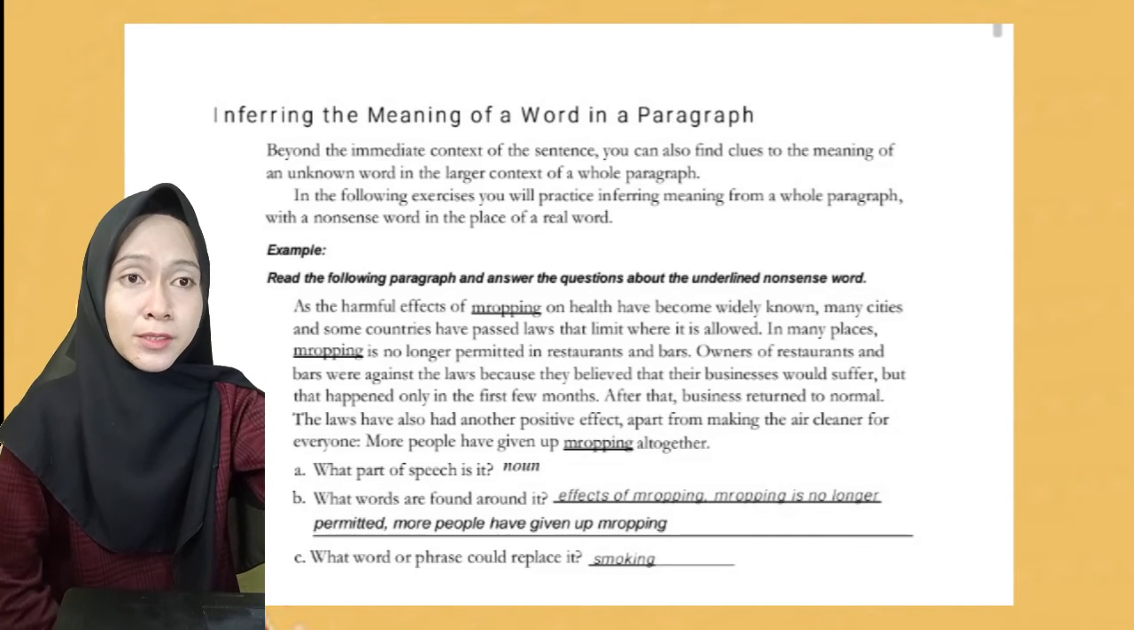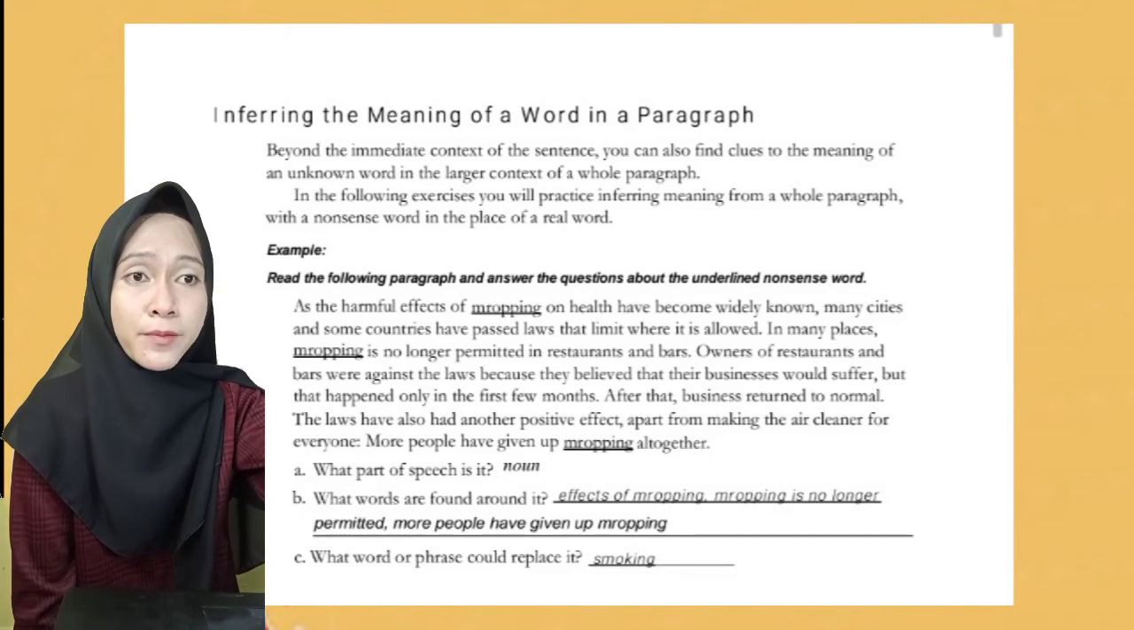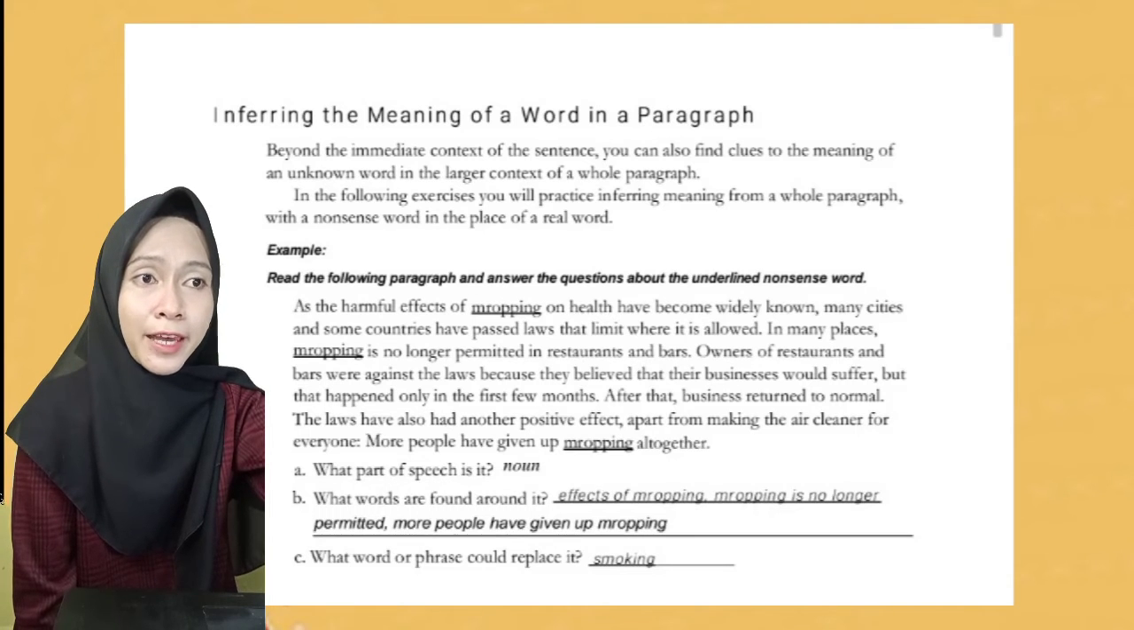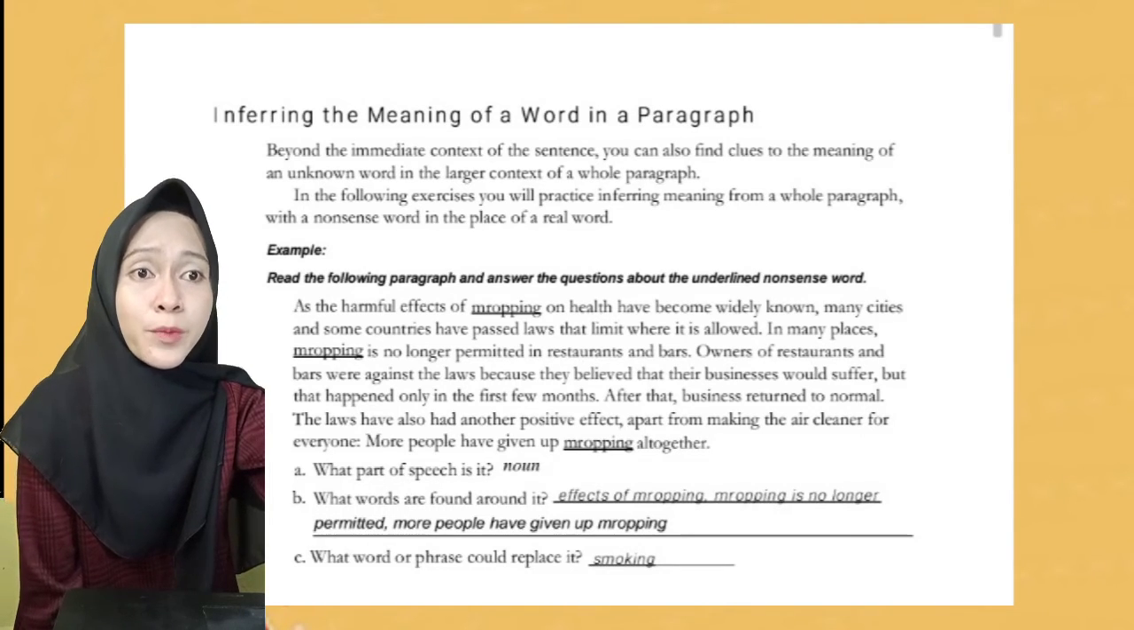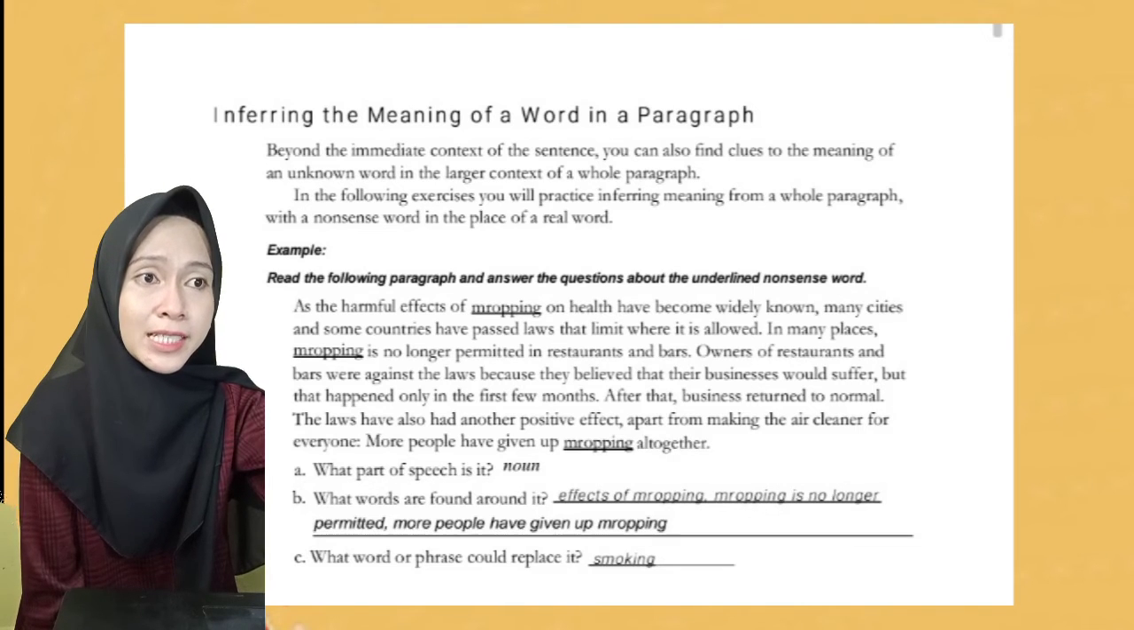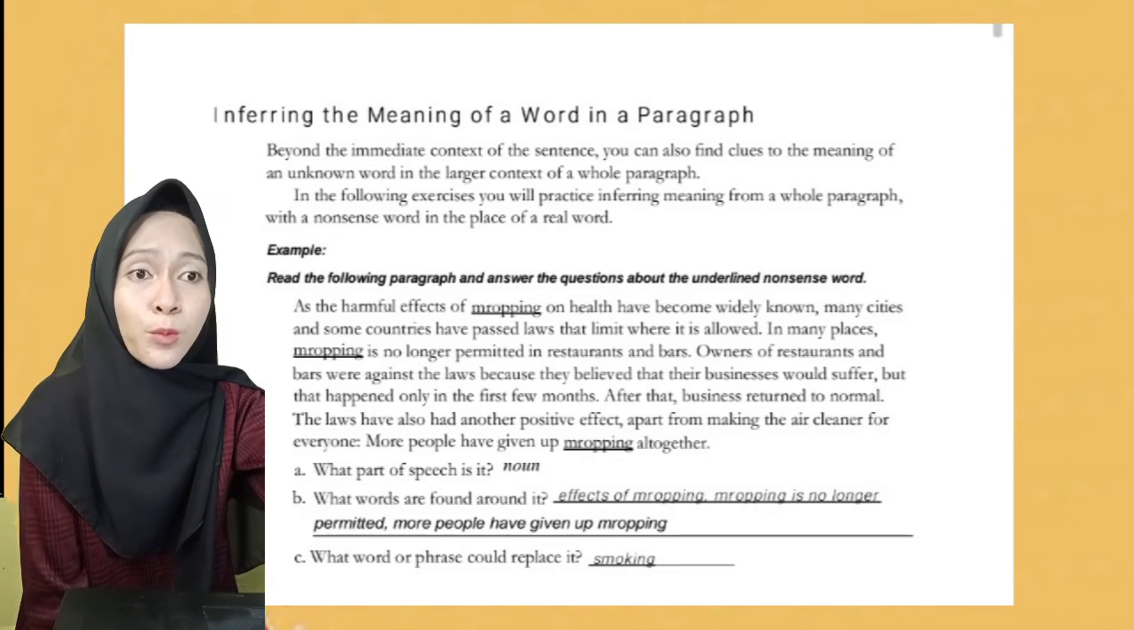Okay, I'll read the example. The text is about, as the harmful effects of smoking on health have become widely known, many cities and some countries have passed laws that limit where it's allowed. In many places, smoking is no longer permitted in restaurants and bars. Owners of restaurants and bars were against the laws because they believed that their business would suffer. But that happened only in the first few months. After that, business returned to normal. The laws have also had another positive effect. Apart from making the air cleaner for everyone, more people have given up smoking altogether.